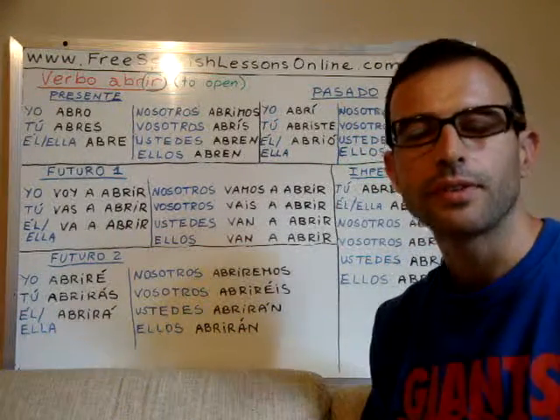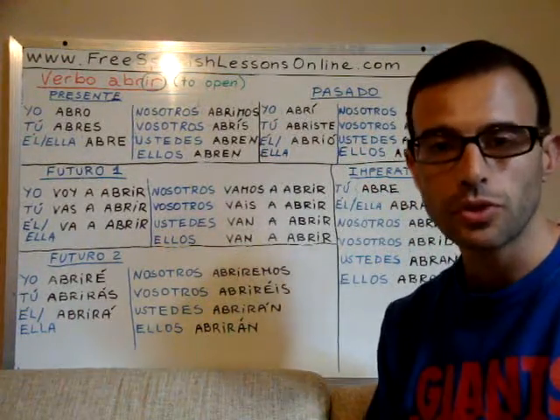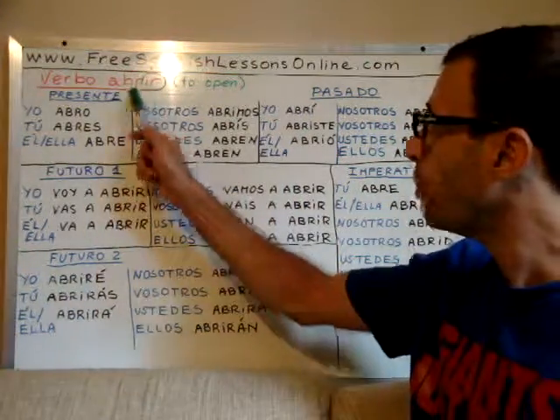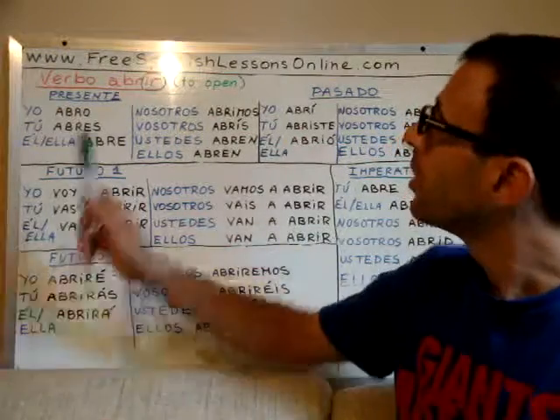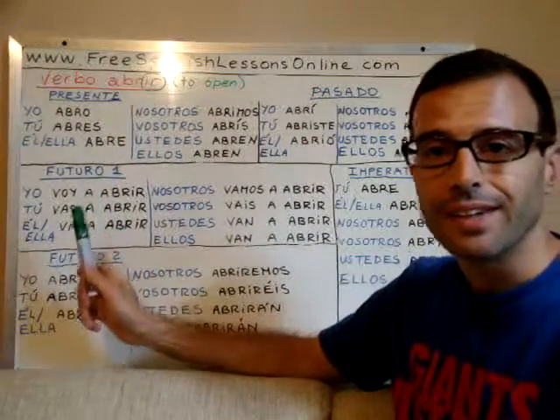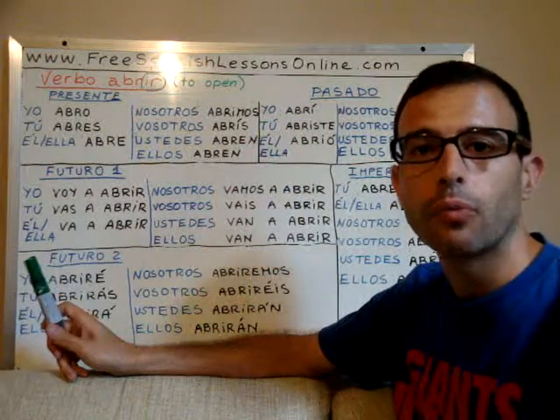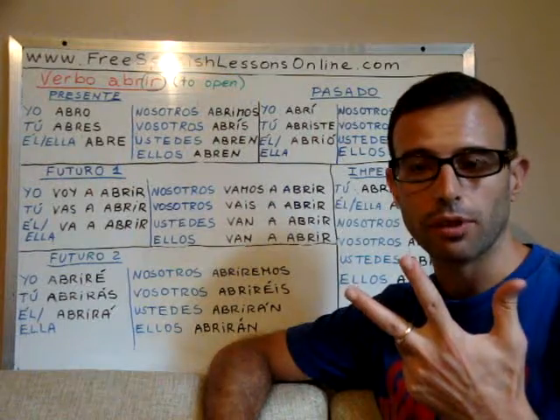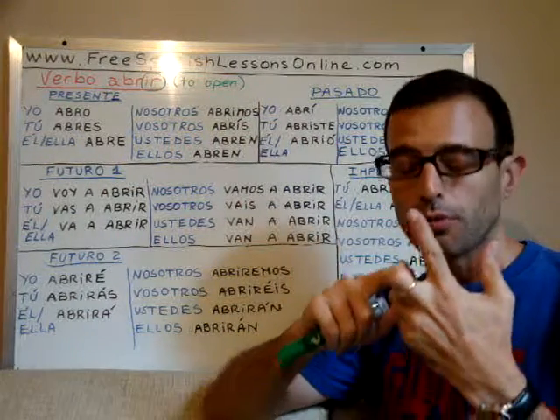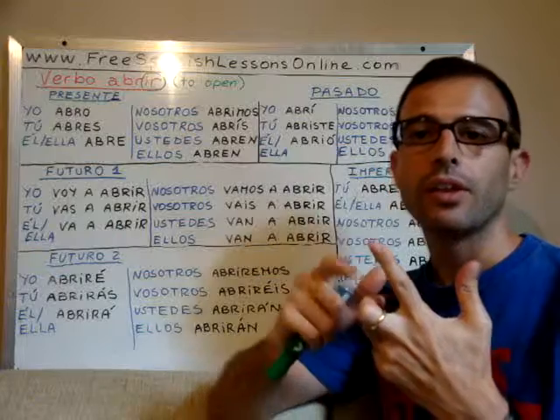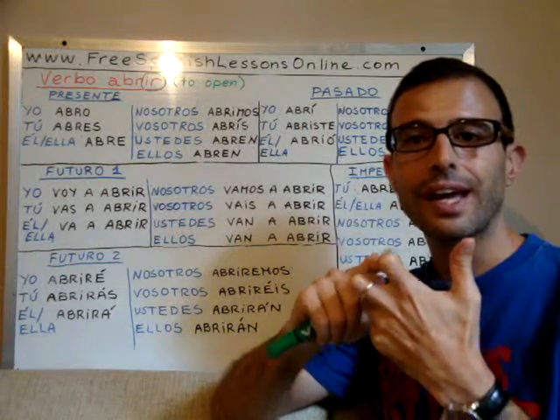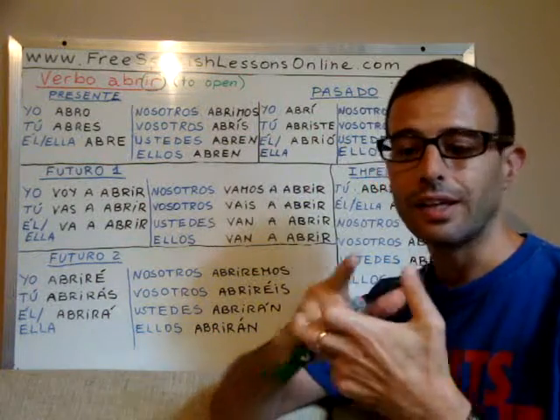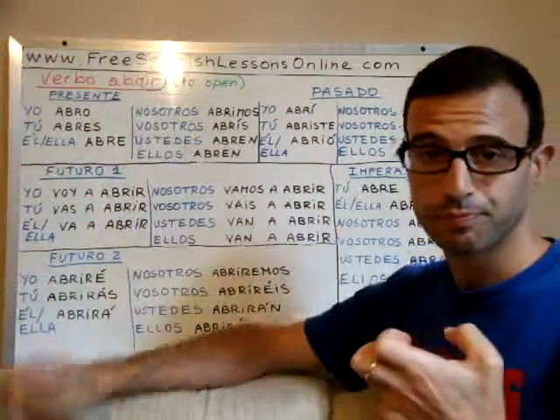In our previous lesson, we learned how to conjugate the verb abrir. And we said that the verb abrir, or to open, belongs to the group of verbs that end in ir. And we also said that it is a regular verb. So, although we have three different rules for conjugating verbs, the rule for the group of verbs that end in ar, the one for the group of verbs that end in er, and another rule for conjugating those verbs that end in ir, like this one.